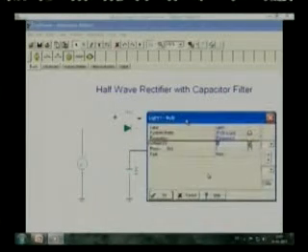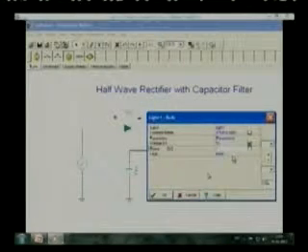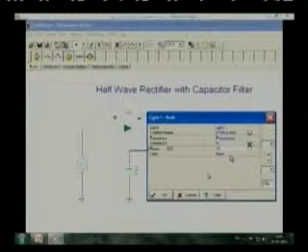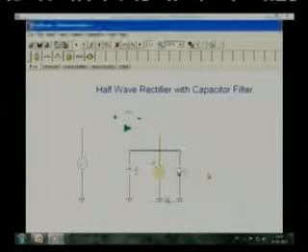I'll look at the properties of the bulb. We have a power property here. I'll set the power property to 10 watts from 1 watt. Effectively, what I'm doing is I'm decreasing the resistance of the bulb by a factor of 10.